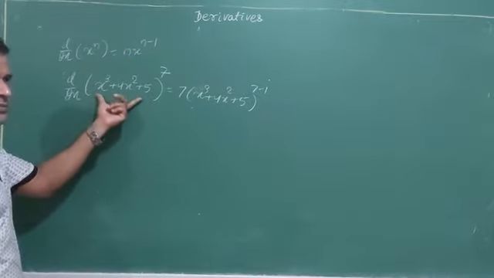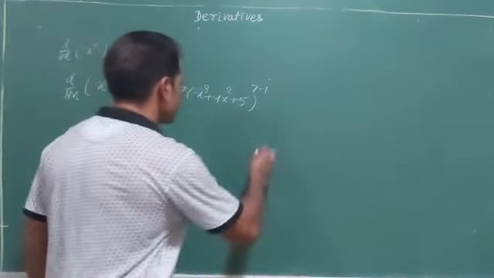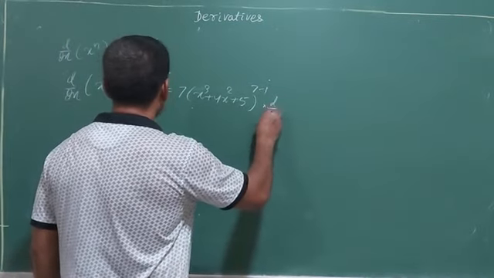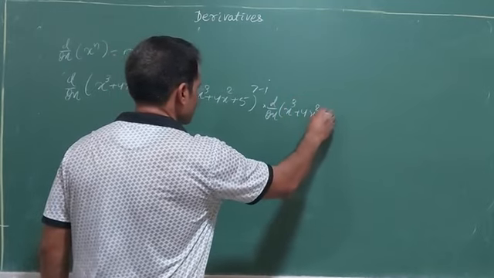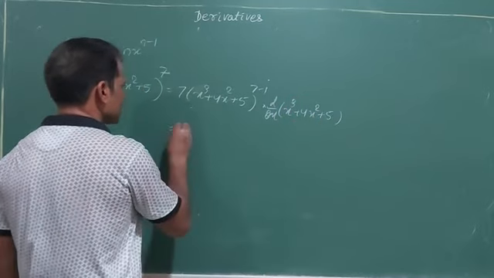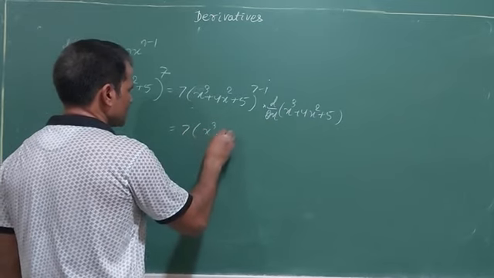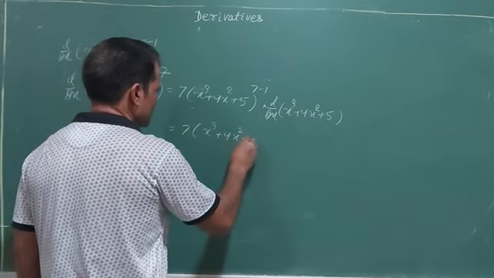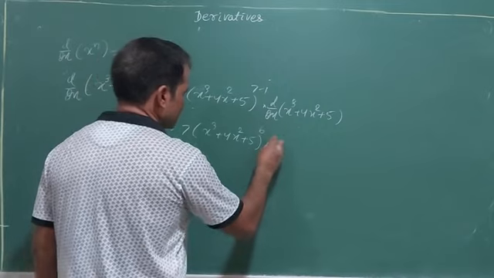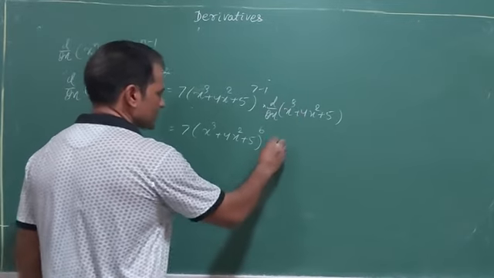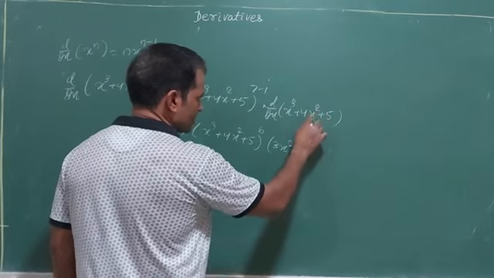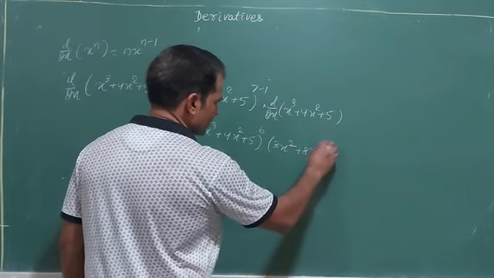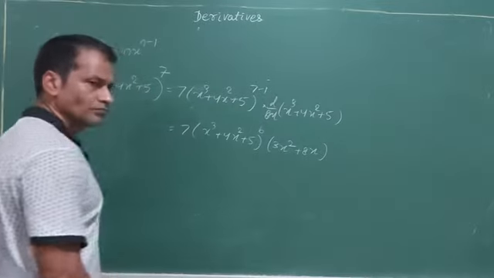No. There is something different here. Once it is different here, you have to go for the derivative of it. Into d by dx of x cube plus 4x square plus 5. That's your 7 into x cube plus 4x square plus 5 to the power 6 into the derivative of this: 3x square, 4 is constant, derivative of x square is 2x, so 2x into 4 gives 8x, 5 is a constant.